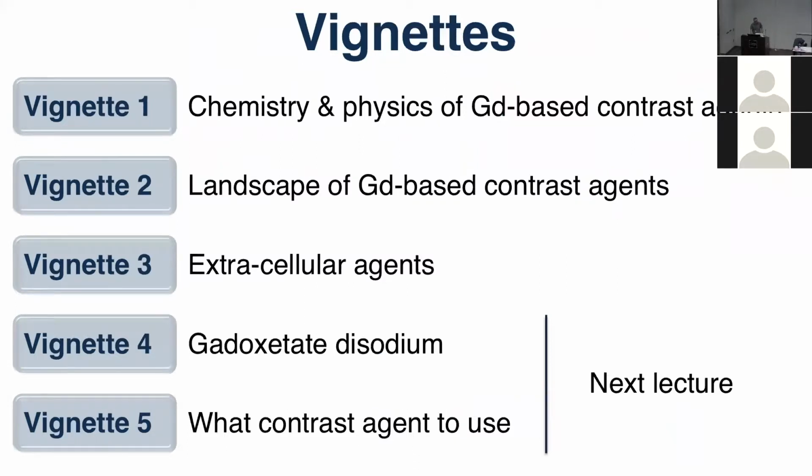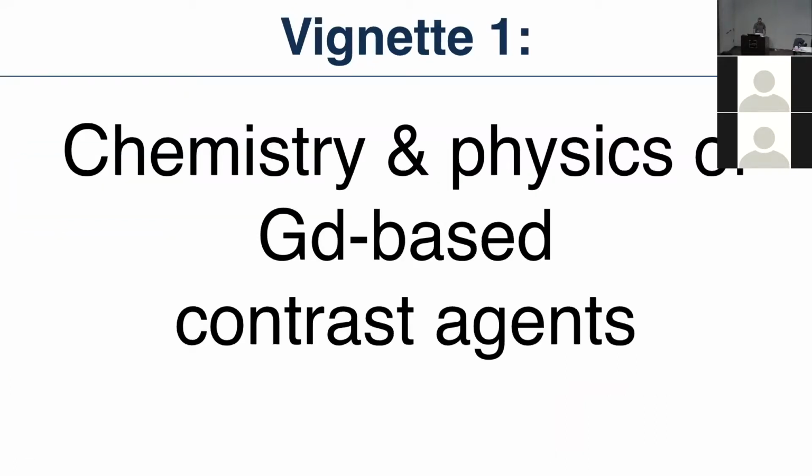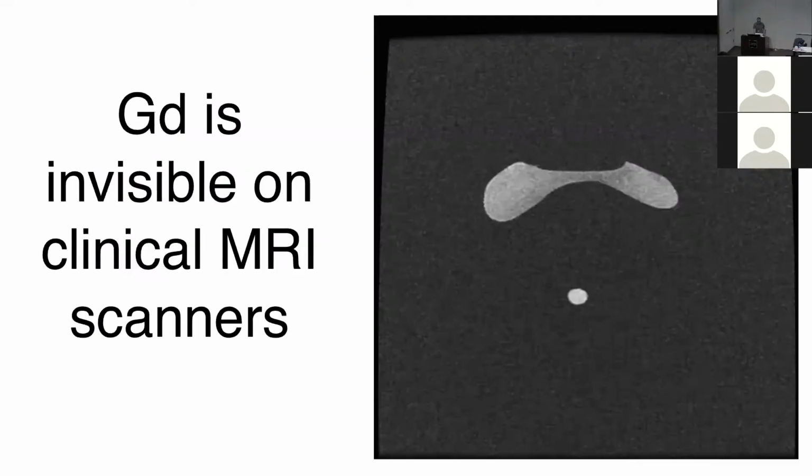So I'll talk about the chemistry and physics of gadolinium-based contrast agents. I'll talk about the landscape of gadolinium-based contrast agents, and I'll talk about extracellular agents. And there's a separate lecture on gadoxetate disodium and on what contrast agent to use. So we'll talk about vignettes 1, 2, and 3. So vignette number 1, the chemistry and physics of gadolinium-based contrast agents.